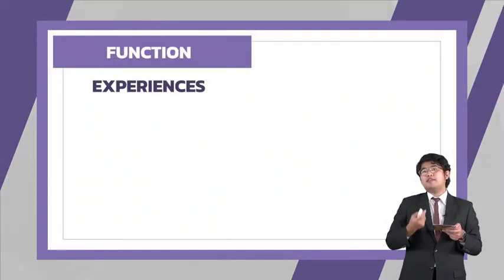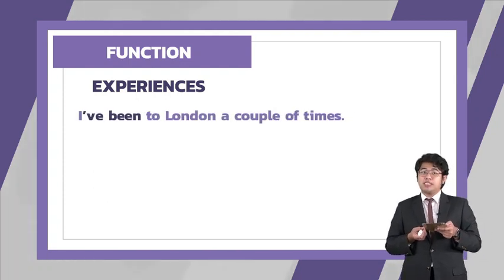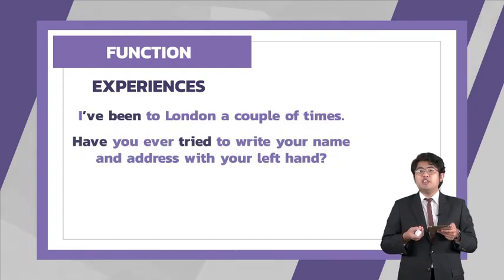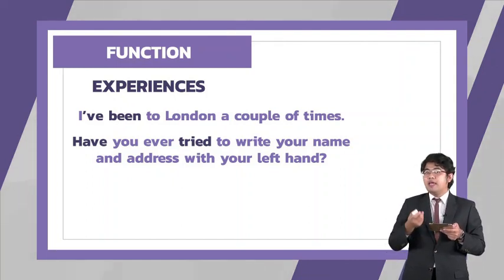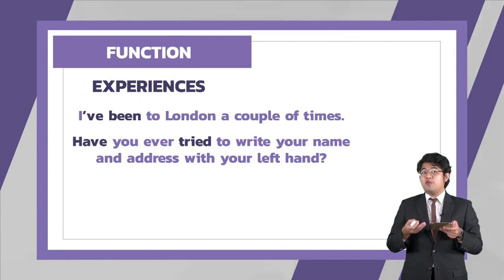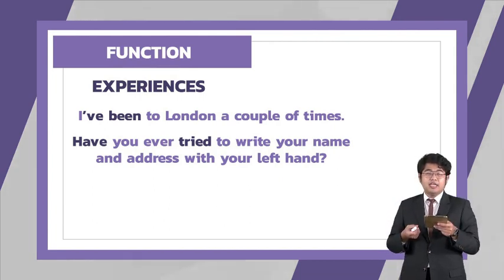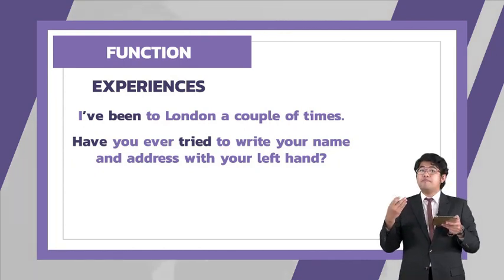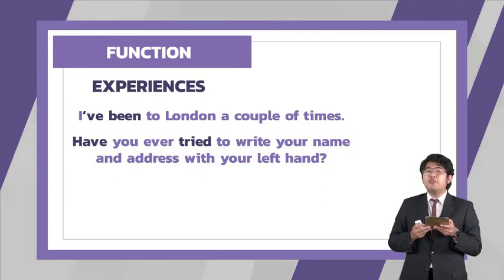Let's look at these examples. I've been to London a couple of times. Have you ever tried to write your name and address with your left hand? The first one talks about experience. I've been to London a couple of times, right? Okay, and you see the word been. I will explain how to use this word later. The next one is: have you ever tried to write your name and address with your left hand?